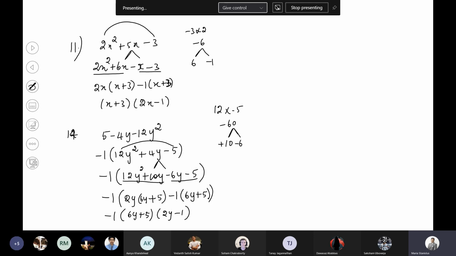When the leading term is negative, understand this, the leading term means the term with the highest power of the variable, not of the number, not of the coefficient. If that comes in negative, then take -1 as a common factor and change the sign so that it becomes easy for you to do the division. Okay?